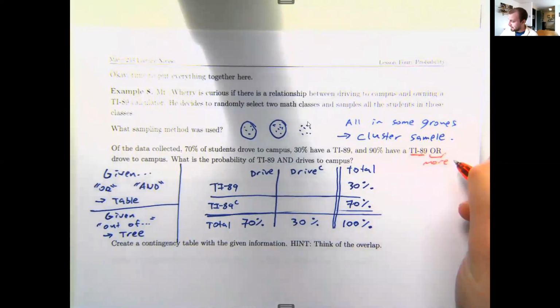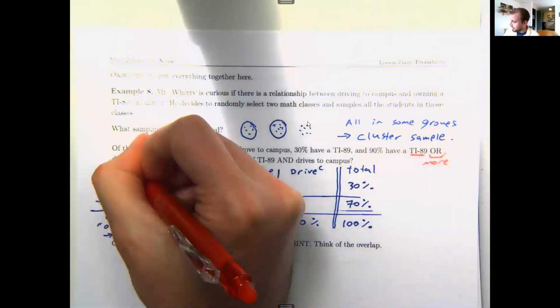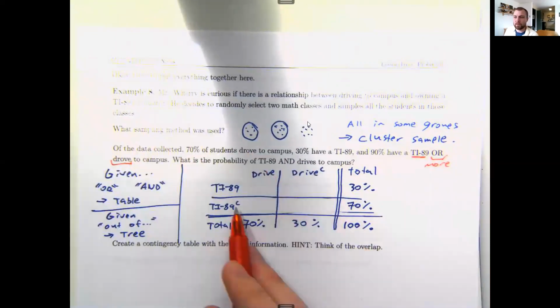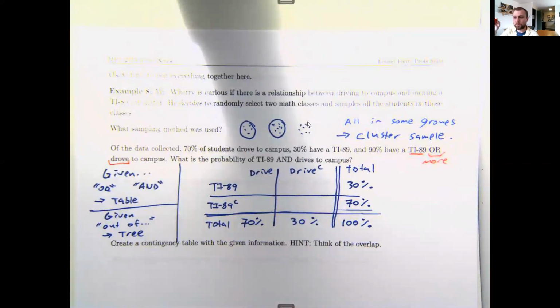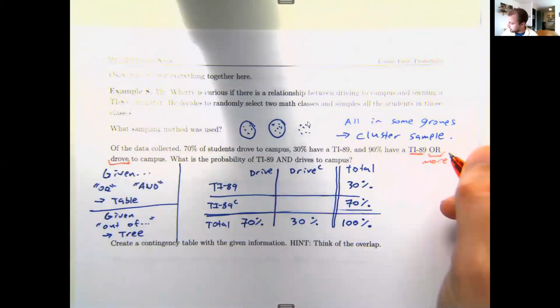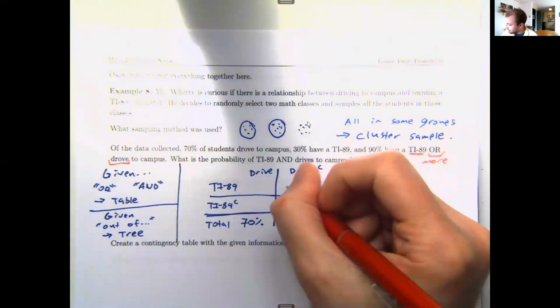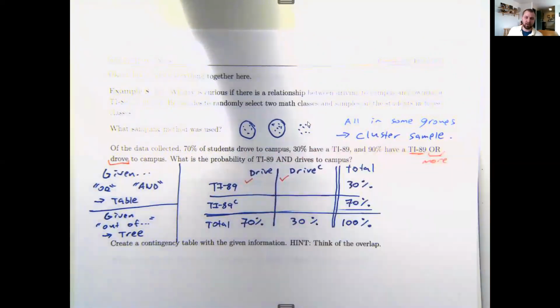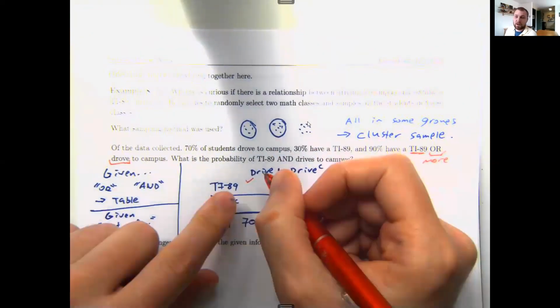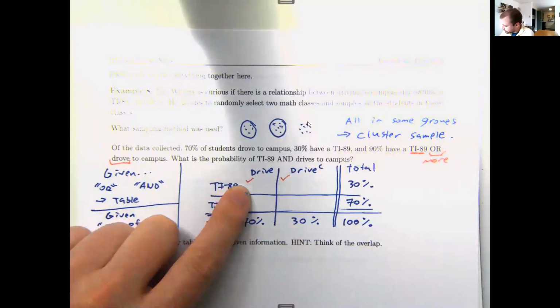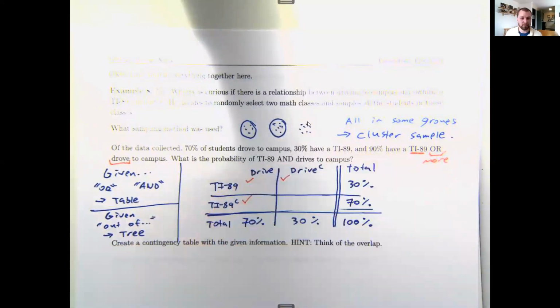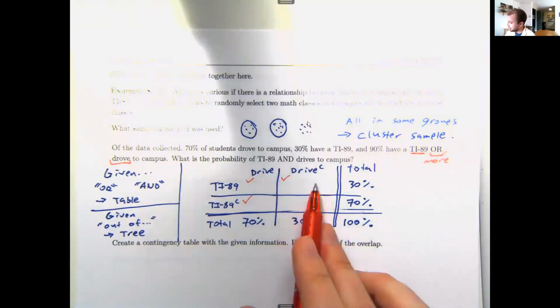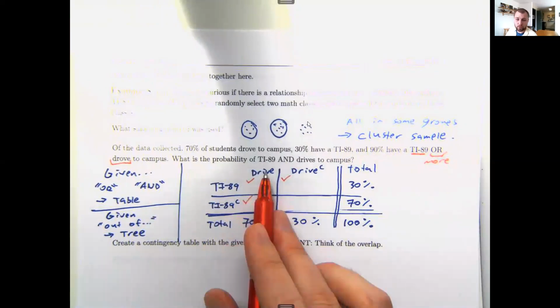I'm going to highlight any spot that either has TI-89 or drive in red pen here, or I'm going to do it with a check mark. TI-89: these people have TI-89. They are part of the total. I am including them. Drive: they have drive. They already have a check mark. They have drive as well. So all three of these things are considered success: TI-89 or drive, or possibly both.